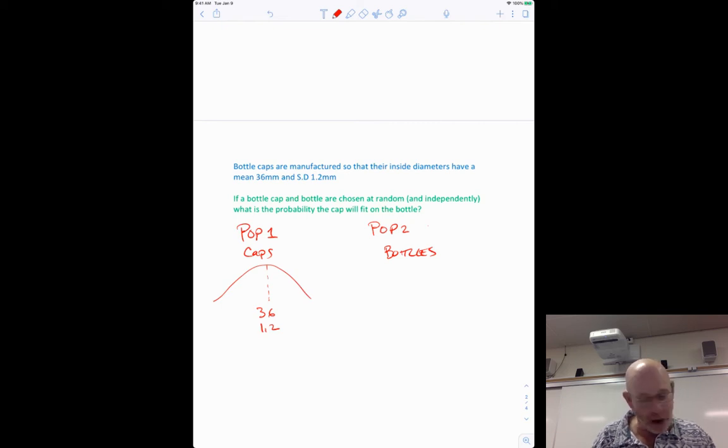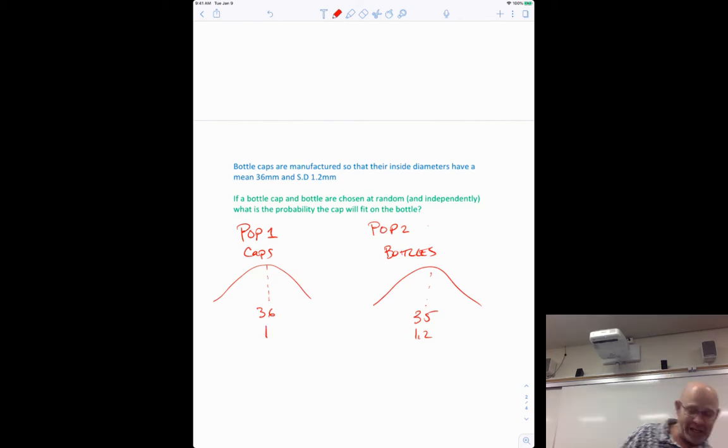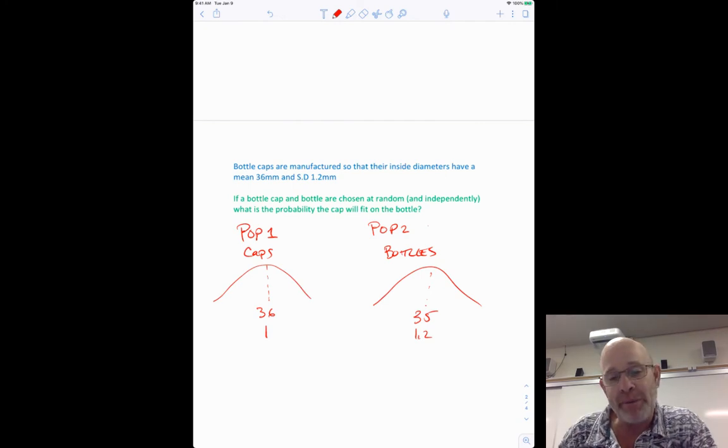The bottles are roughly normal with a mean of 35 and a standard deviation of 1.2. Oh, wait, this was supposed to be 36 and 1. I don't want to change the numbers in case you're going to the book. So this is 1. And then the question is, if we take one of these at random, one cap, one bottle, what's the probability the cap will fit on the bottle?